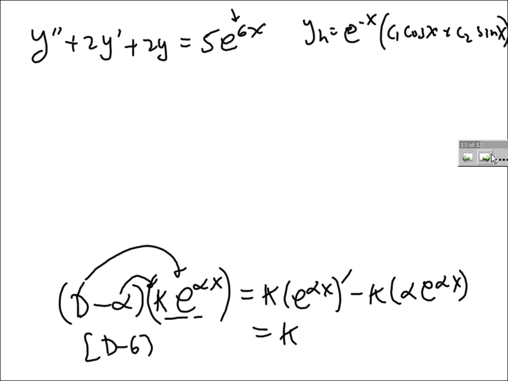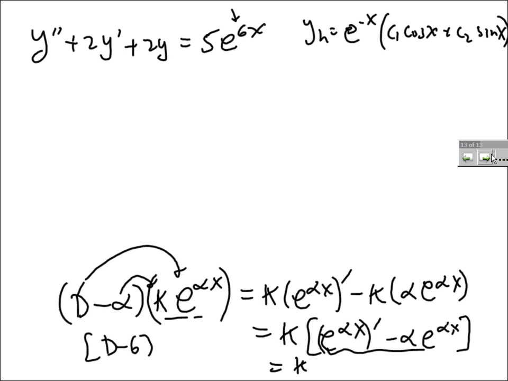The k factors out, and it turns out that what's in here is just d minus a on e to the ax. But that's 0. K times 0 is 0. A constant, in this case 5, will factor out.